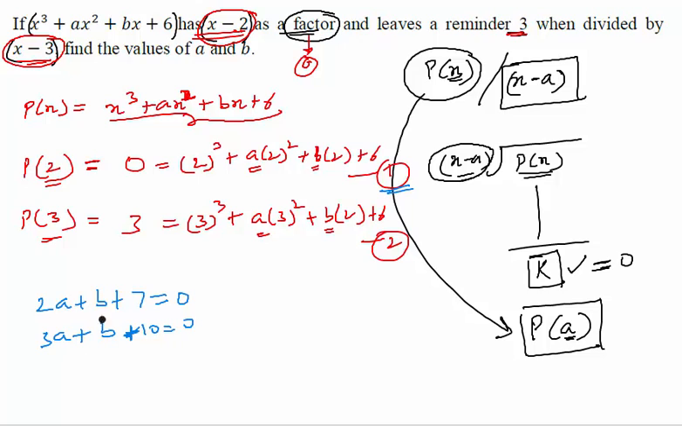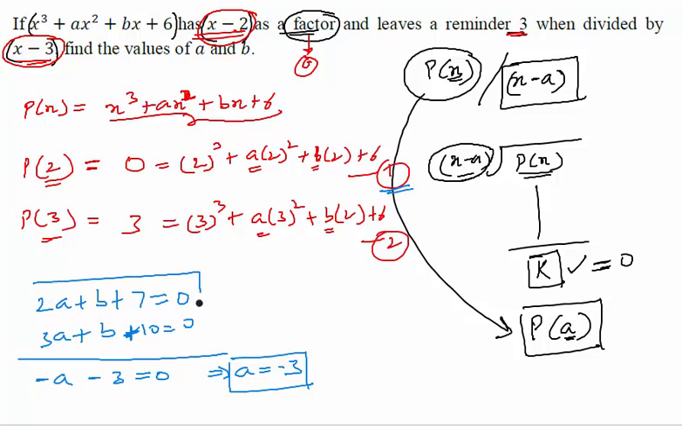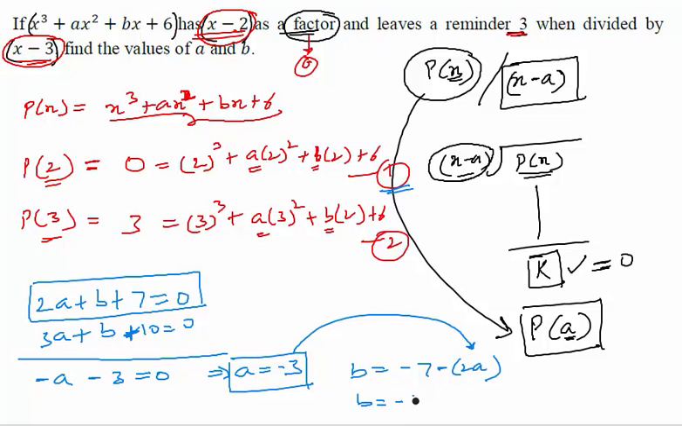So now to get values of a and b, let us first subtract these two equations. If you subtract these two equations, you will get minus a minus 3 equal to 0, which means that a should be equal to minus 3. This is the value of a. Now we already have this equation with us. Let us use this equation to find the value of b. b is equal to minus 7 minus 2a. But a is equal to minus 3, so let us use this value. So this will give us b is equal to minus 1, right? So these are your answers. a is equal to minus 3 and b is equal to minus 1.